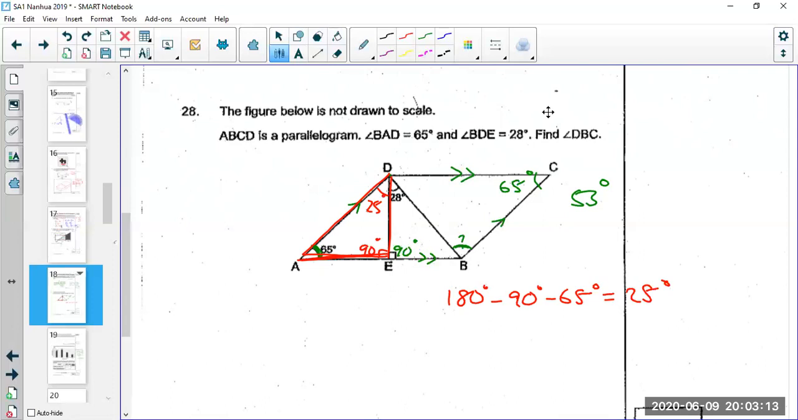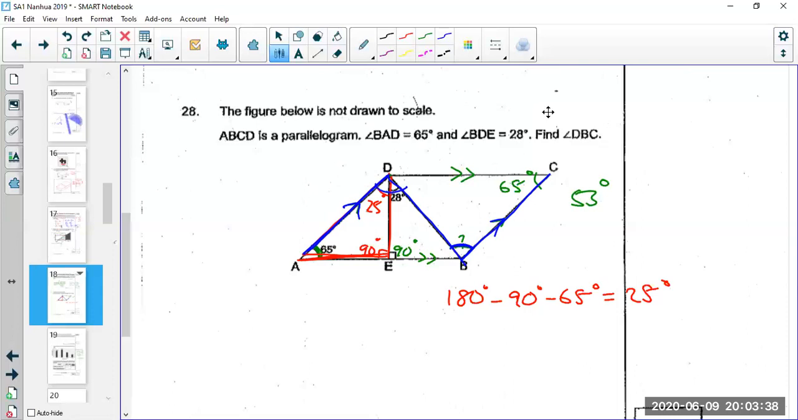Okay, anything else you can find? Is there any more thing you can find? Can you see a Z? All right, a Z. Can you see this line and this line are parallel, so there's a Z. So which means that this angle here and this angle here must be the same.